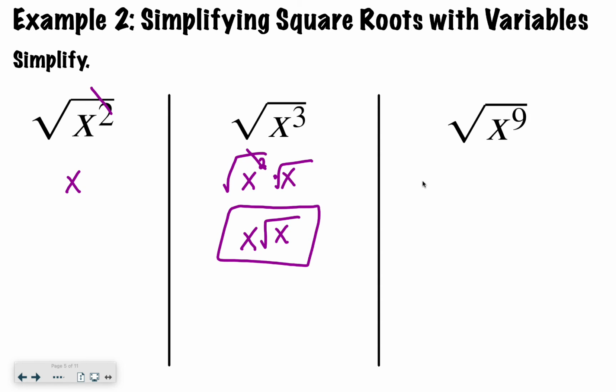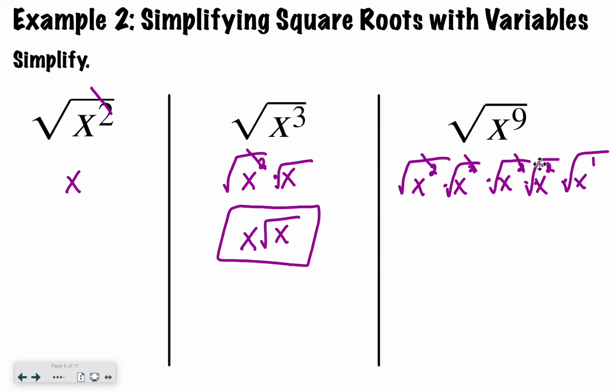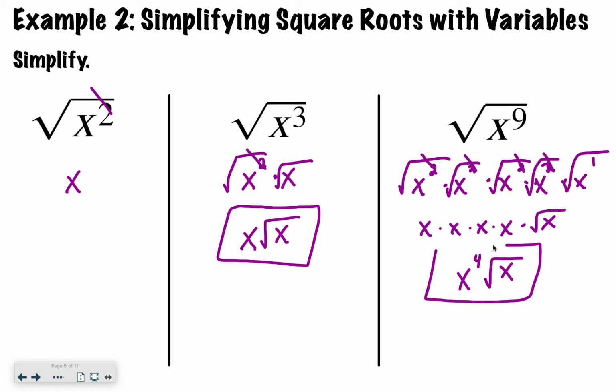Let's try again. If I have x to the 9th, I have 2, 4, 6, 8, and 9. What I'm going to do is cross off any of them that can cancel each other. I can cancel 4 groups of those, so I'd have x times x times x times x times the square root of x. So I have x to the 4th outside times the square root of x. I had 4 groups of 2, so I put x to the 4th on the outside, and I had 1 left over on the inside.